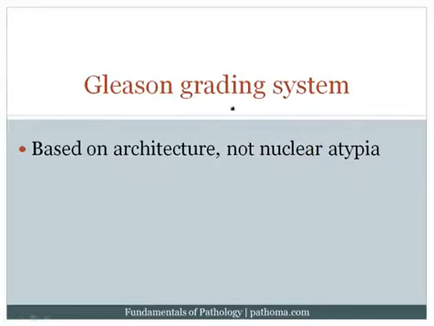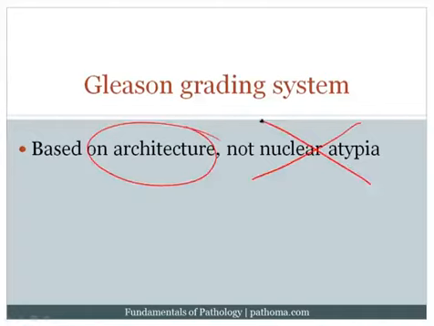So we actually have to look at multiple regions and then score different regions in order to come up with a final score. Now, this is classically done by looking at the two most common patterns that exist within the cancer. Those patterns are scored anywhere from 1 to 5, and then the two scores are added to produce a final score, which would range from 2 to 10. The higher the score, the worse the prognosis. But again, the highest yield here is that the Gleason grading is based on architecture and not nuclear atypia.